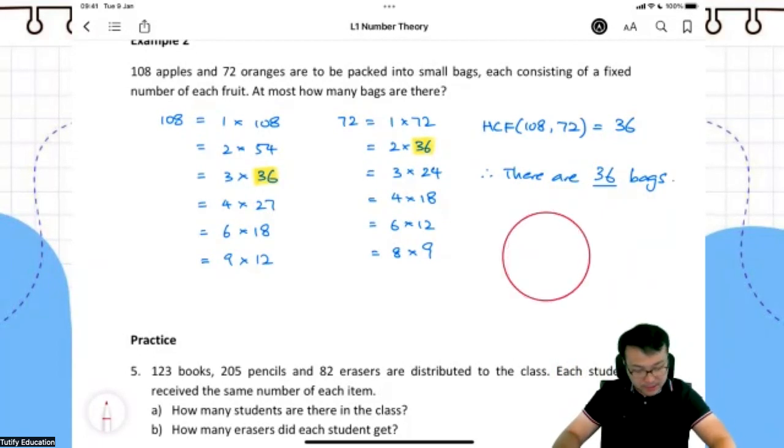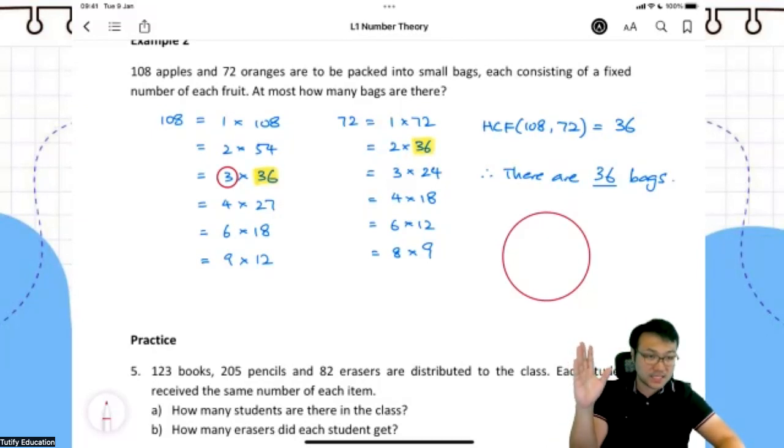Very good. As you can see, students, 3 times 36 equals 108, right? Okay, Kate, you already got it, huh, Kate? So you know that 3 times 36 is 108. So if you take the 108 apples, you split them into 36 bags. Every bag must have 3 apples.